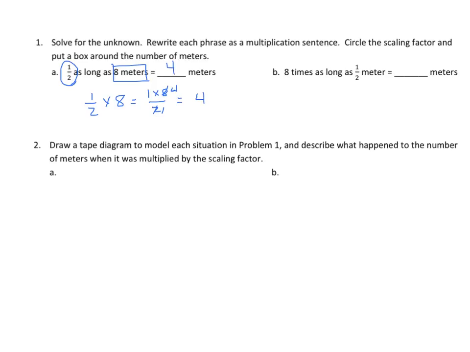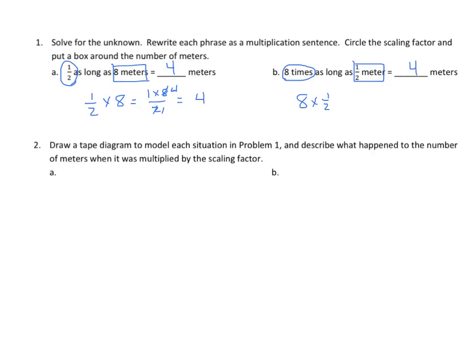Next problem, we have 8 times as long as 1 meter. So again, where's our scaling factor? That would be the 8 times. And our number of meters, of course, is 1/2 a meter. And this problem is 8 times 1/2. And of course, we know the answer is the same because of the commutative property. That's 4 meters.